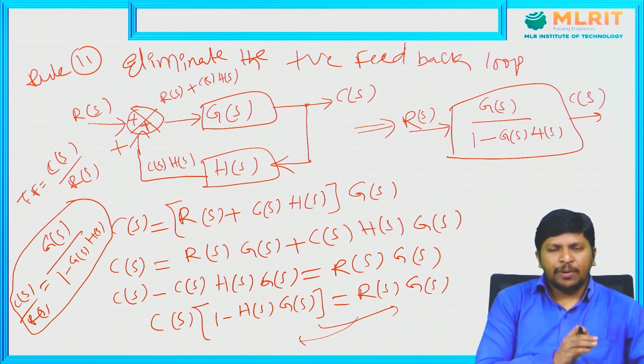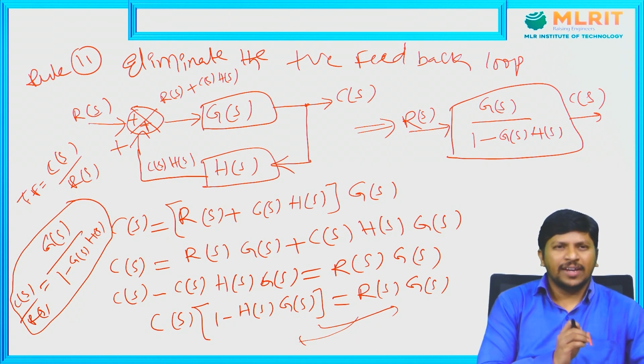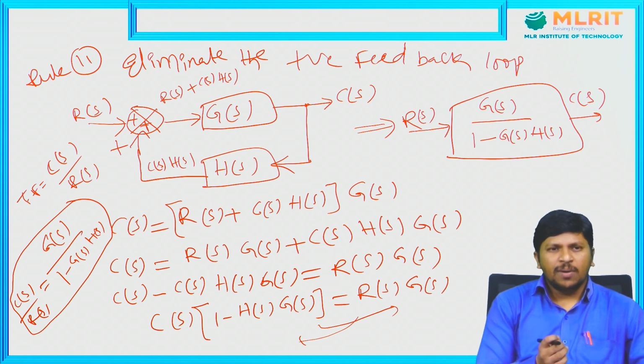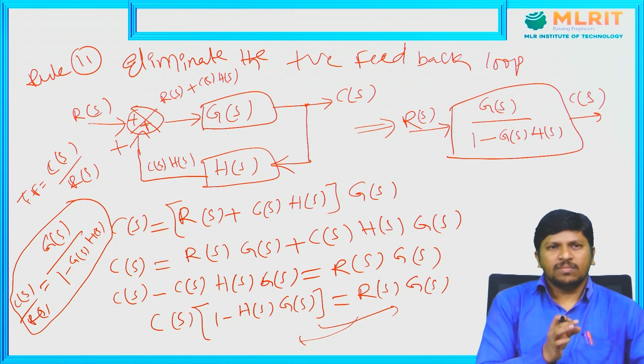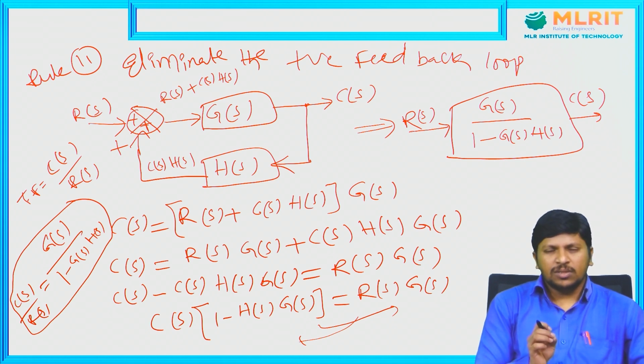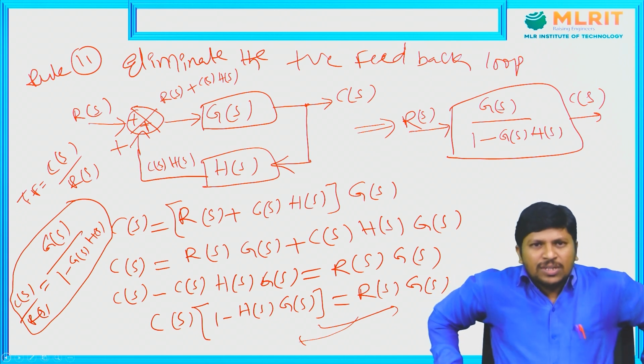These are the important rules used to reduce the block diagram and finally calculate its transfer function, which are very useful for reducing all the blocks into a single block. That final block is the transfer function of the system. This is about block diagram representation and the rules used to reduce the block diagram and calculate the transfer function of the given block diagram.